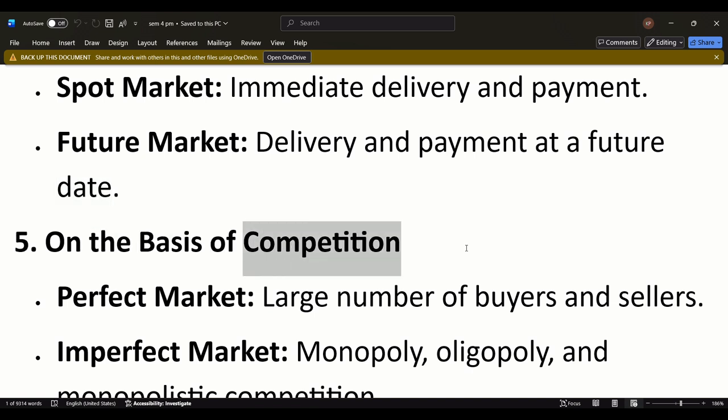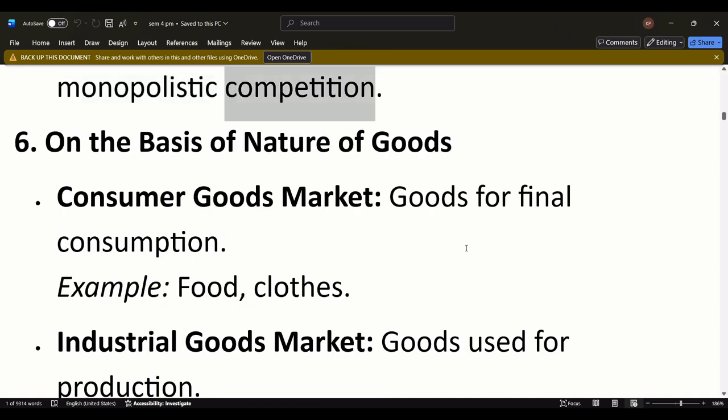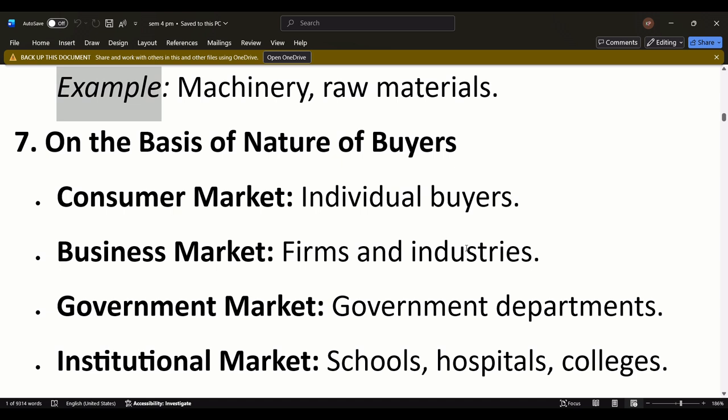5. On the basis of competition. Perfect market, large number of buyers and sellers. Imperfect market, monopoly, oligopoly, and monopolistic competition. 6. On the basis of nature of goods. Consumer goods market, goods for final consumption. Example, food, clothes. Industrial goods market, goods used for production. Example, machinery, raw materials.